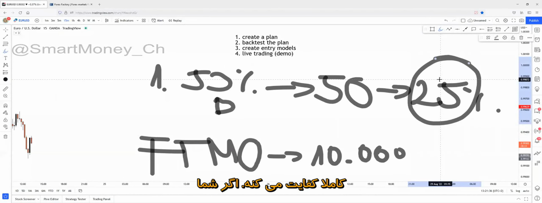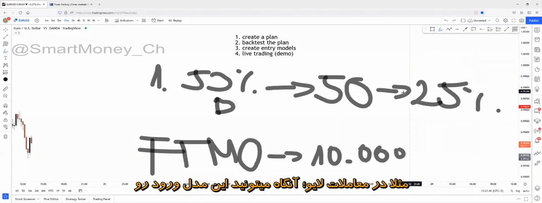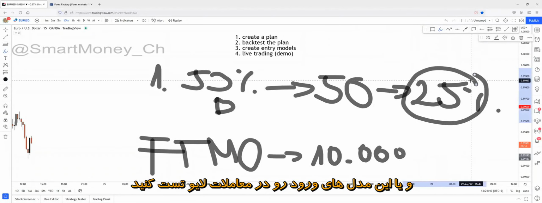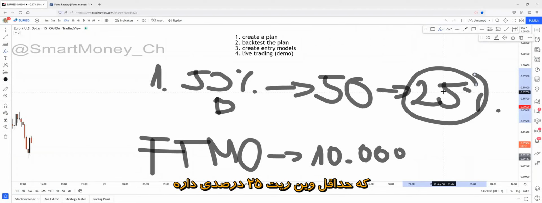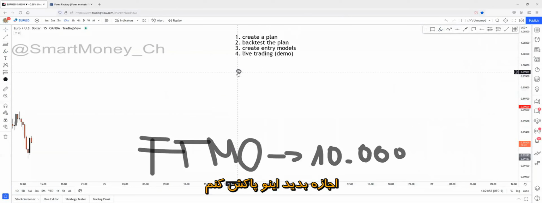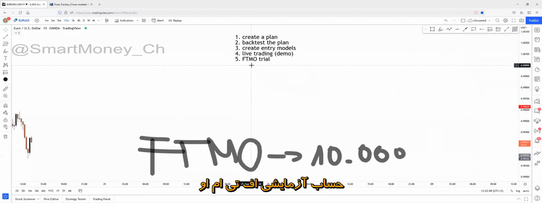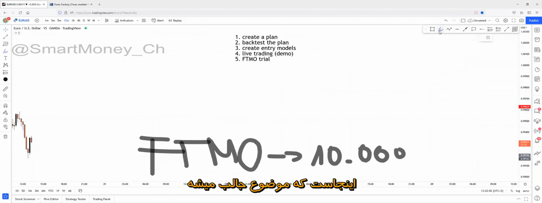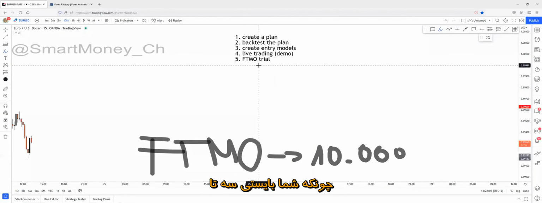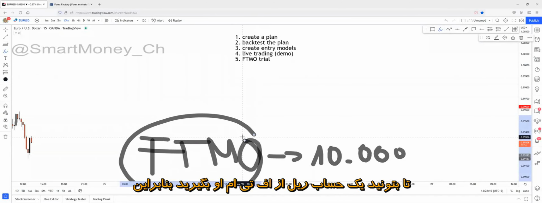If you have a 25% or 30 or 35% win rate in live trading, then you can start to test this entry model, or entry models that have at least a 25% win rate, in the FTMO trial account. FTMO trial. So this is where things are getting interesting, because you have to complete 3 FTMO trials in a row in order to apply for a real FTMO account.